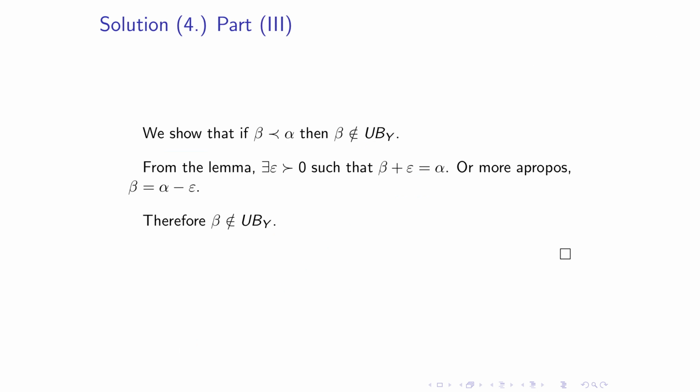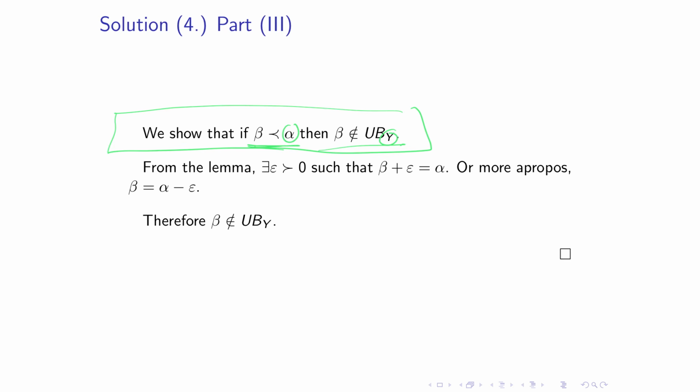Okay, applying what we just showed to what we were going for this whole time, we are trying to show that if beta precedes alpha, then beta is not an upper bound of the set Y, like we said a couple slides ago. And keeping in mind, remember, what are these things? Y is a non-empty set. Alpha is an element with the property that it is an upper bound, and alpha minus epsilon is not an upper bound for any positive epsilon.